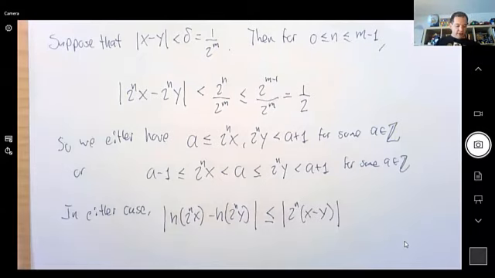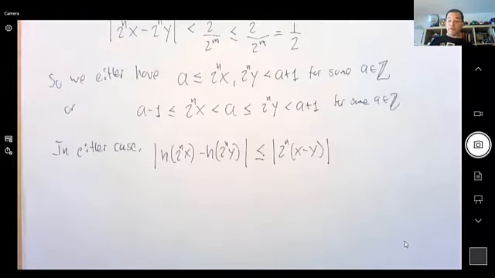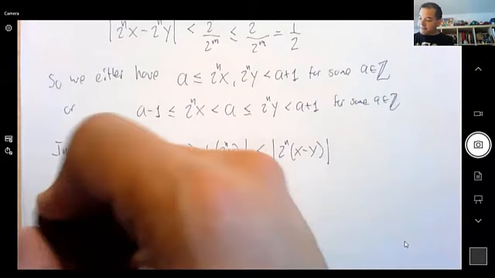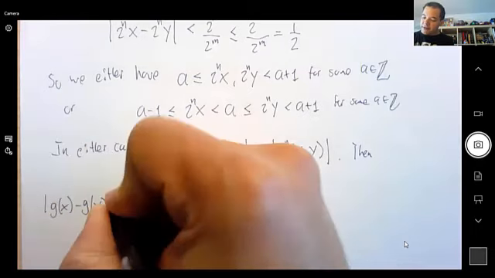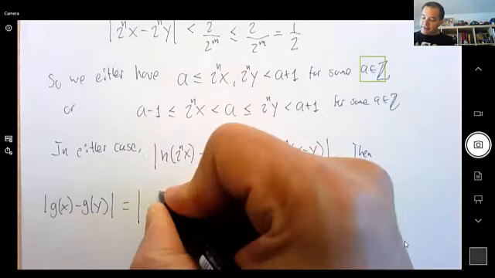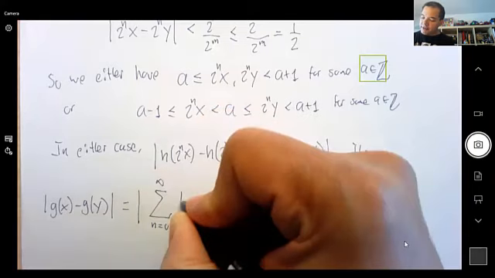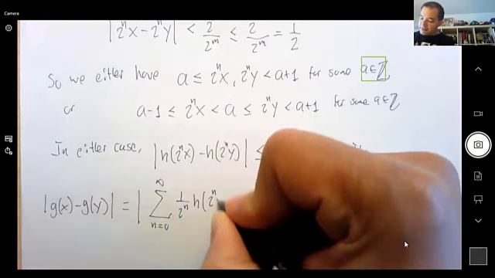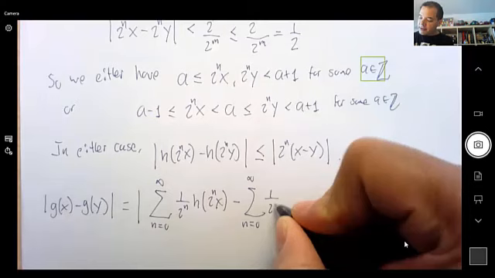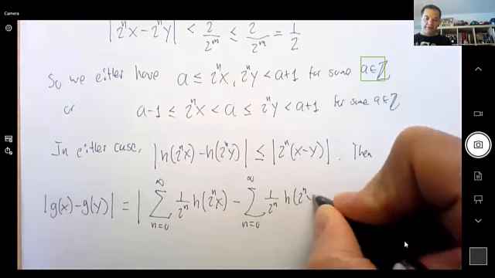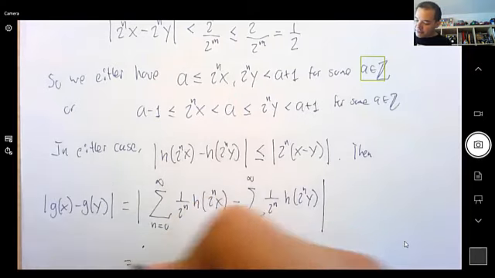You'll see in a moment why. We have 2 minutes, perfect time to finish this. So now let's calculate the g functions of these two numbers. So then what is g of x minus g of y in absolute value? Here we go. So what is g of x? g of x is by definition a series, the sum from n equals 0 to infinity of 1 over 2 to the n, h of 2 to the n x, minus the sum from 0 to infinity of 1 over 2 to the n, h of 2 to the n y. Right? Now, we can combine them into a single one, and we can use the triangle inequality.